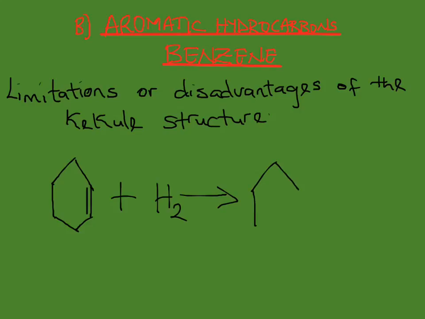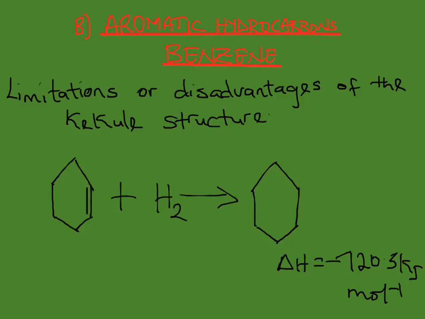And when this cyclohexene undergoes hydrogenation, it gives us cyclohexane, whose enthalpy equals minus 120.5 kilojoules per mole.